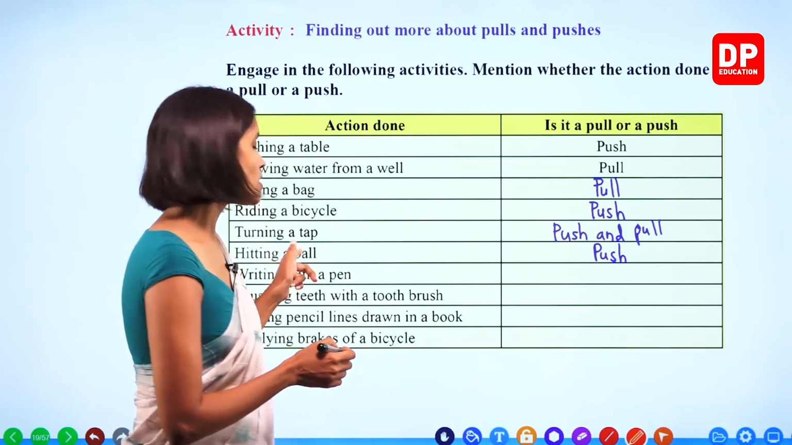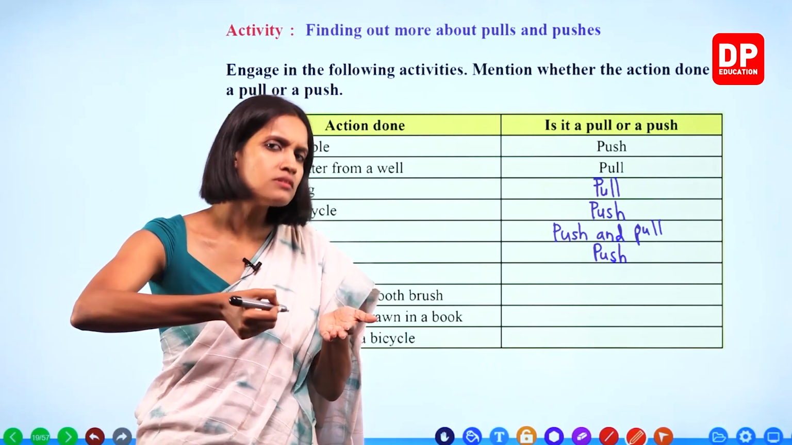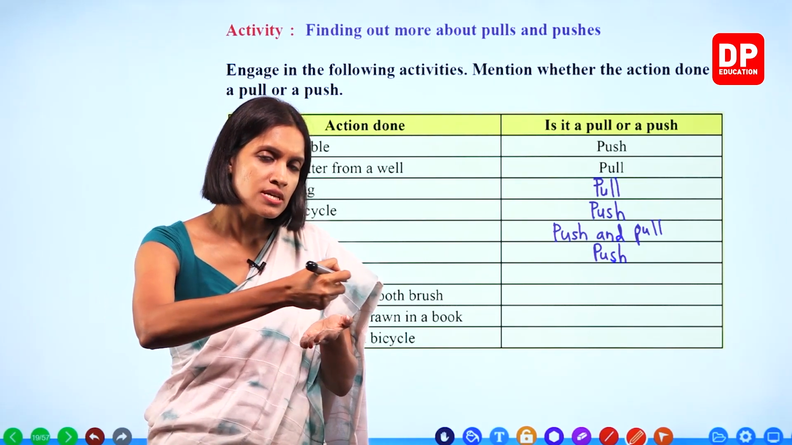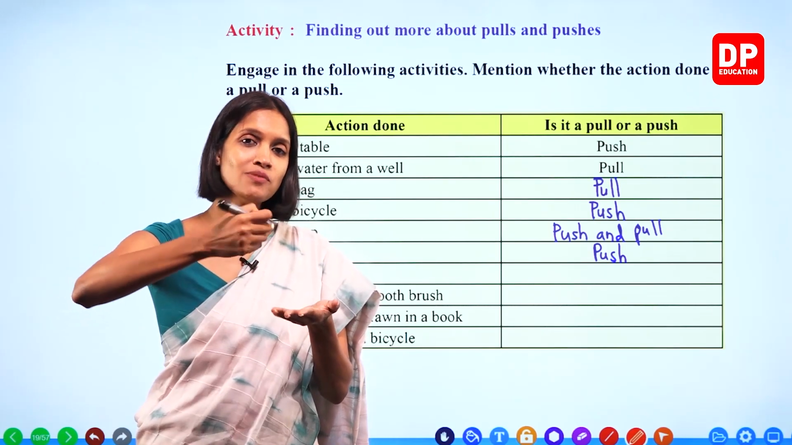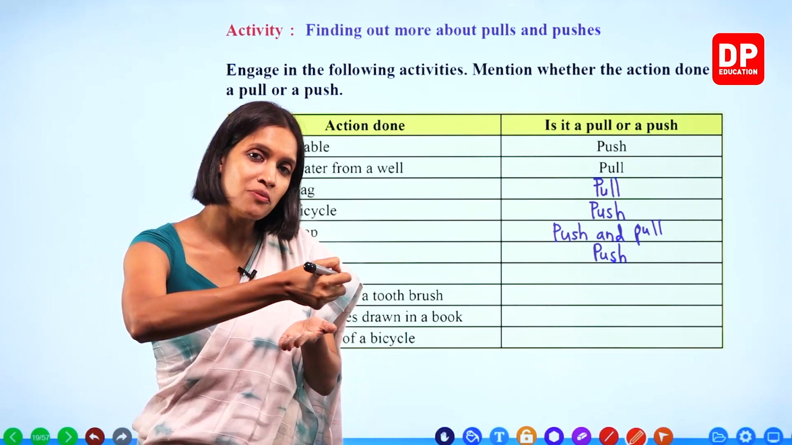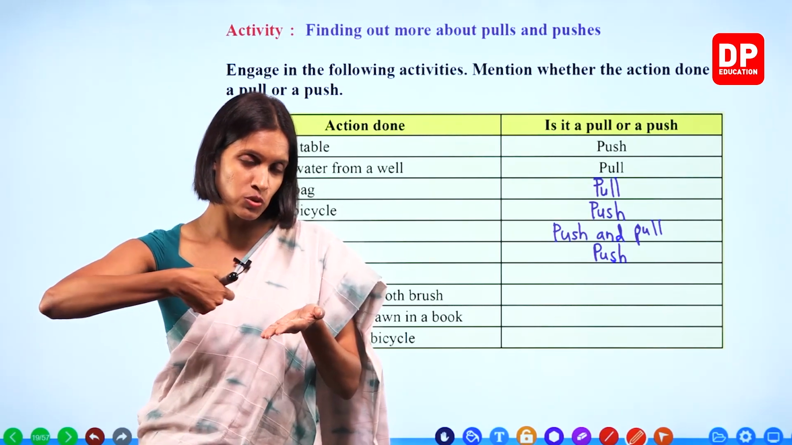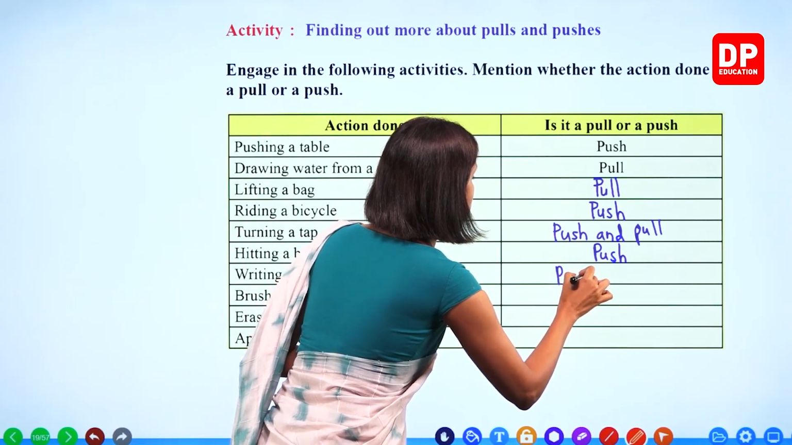Next one, writing with a pen. When you write with a pen, think about what you have to do. Sometimes you have to push, sometimes you have to pull. When you write letters, sometimes you move the pen away from you, which is a push. Sometimes you move the pen towards you, which is a pull. Push and pull.